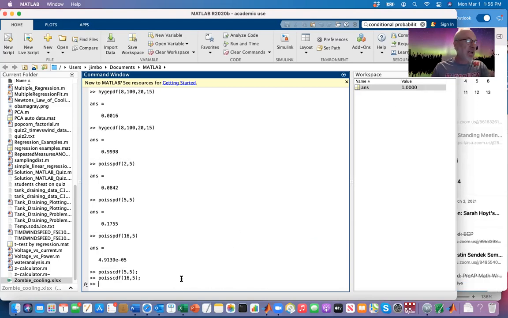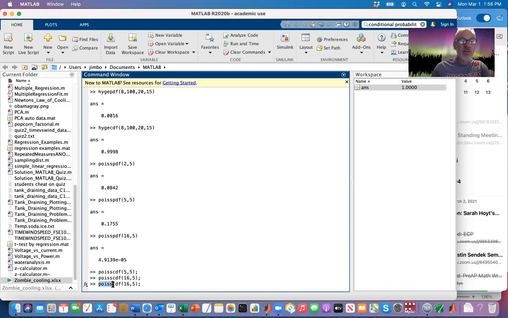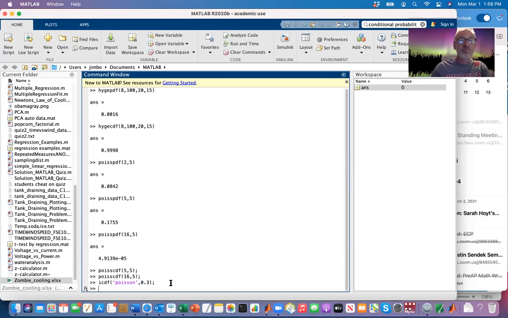We can do an ICDF. Poisson, we'll do ICDF. We're going to call it a Poisson distribution. And what's the probability of 0.3 in a Poisson distribution? Very low. But what's the value? 0.3. Okay, because Poisson only has the one parameter. We fixed it.